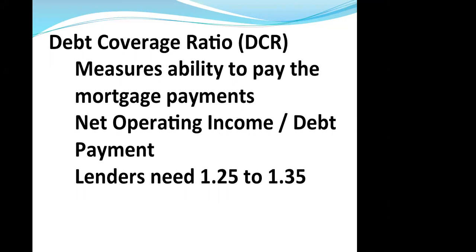Because let me tell you, you might have awesome credit, you might have an amazing down payment of, let's say, 25%, right? But if your property doesn't hit the debt coverage ratio of at least 1.25, guess what's going to happen? Your deal is not going to get funded, because the bank needs guarantee that they're going to get paid on a monthly basis, right?